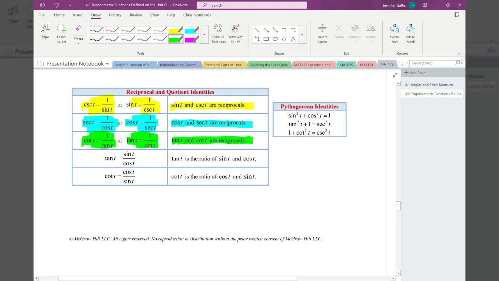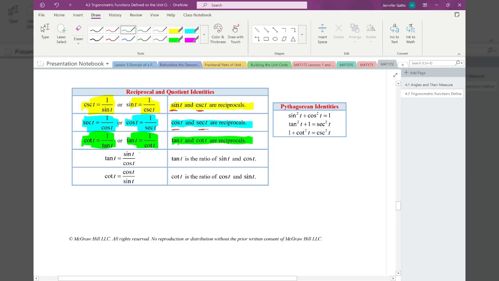One way that I like to pay attention to this is that if you notice, sine goes to cosecant, and then cosine goes to secant. So, just like we flip when we make a reciprocal, we're flipping the C and the S. And that's just a way that my brain likes to keep track of it. All right, so those are the reciprocal identities.